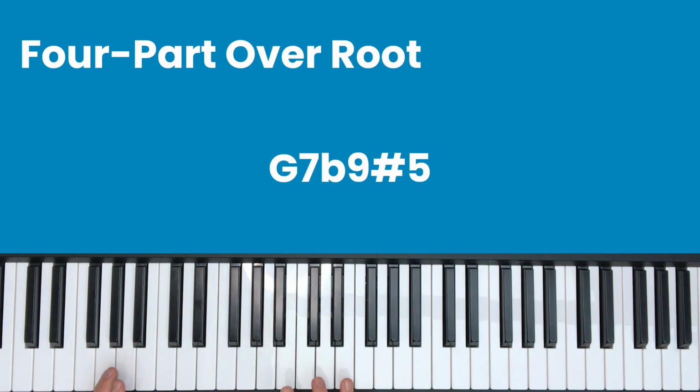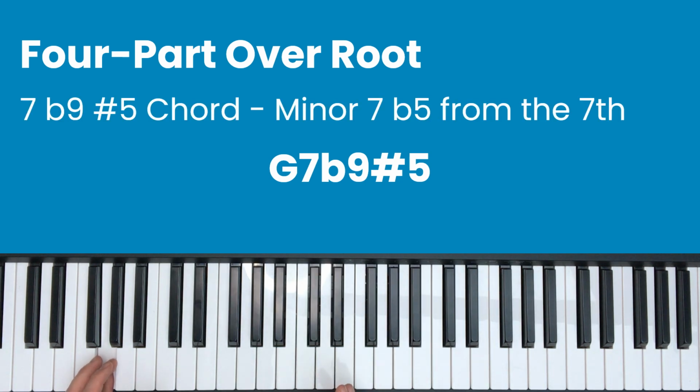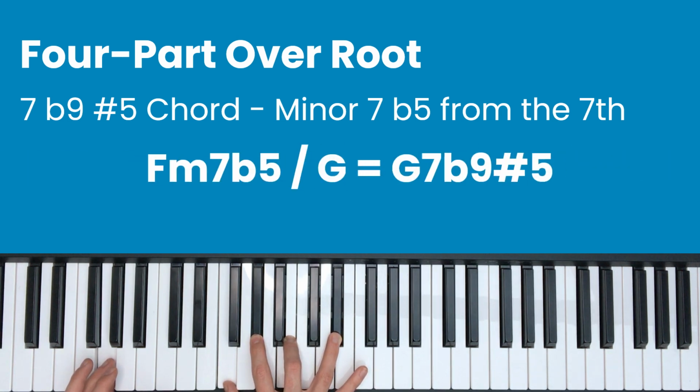So for this one, we're going to plant our G root. We're building a minor 7 flat 5 from the 7th. Okay, so our 7th is F. So we're building a minor 7 flat 5 from F. That gives us G7 flat 9, sharp 5. Lovely crunchy sound.